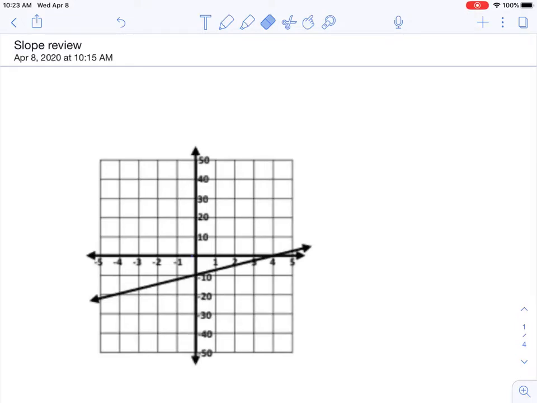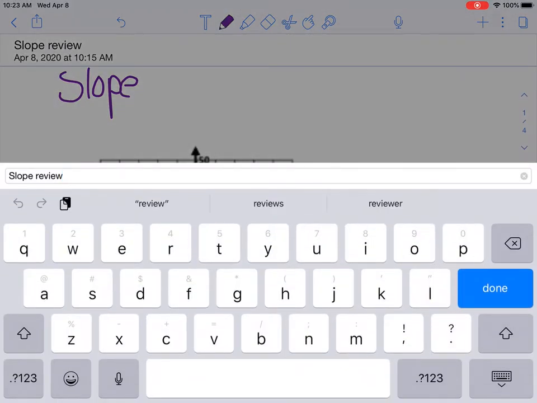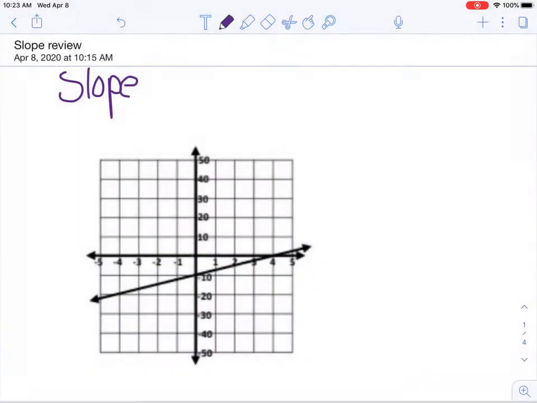Okay, today I'm going to go over slope, finding the slope from a graph. So the first thing I want to review with you real quick is what is slope? Slope shows us how steep a line is, and we can find the steepness, or how it's tilted, by finding the rate of change between the y variables and the x values.